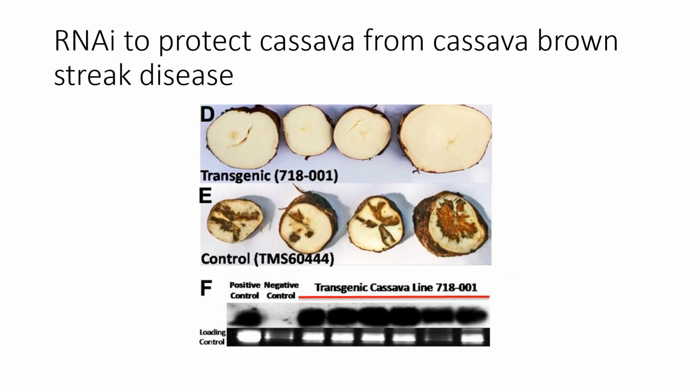Okay, so here's an example of RNAi that was used to protect cassava, which is an important plant in the tropics. And you can see the necrotic lesions in the plants that are not transgenic, whereas the transgenic plants give perfectly healthy food. So this is a very important approach.